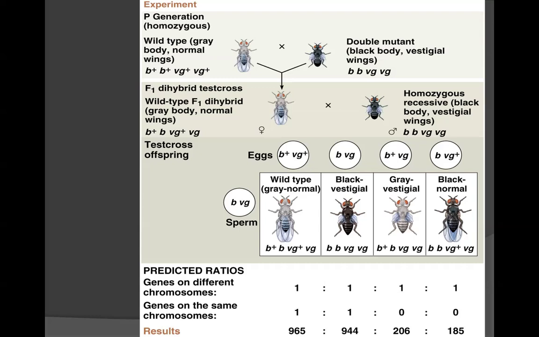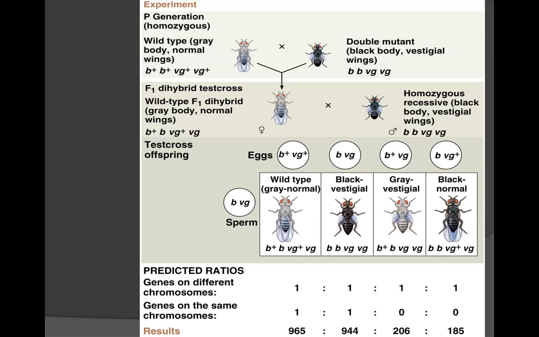Continuing on with the cross, we would have some of the offspring having the genetic makeup of B plus B, VG, VG. These individuals would exhibit the gray or wild-type body coloration. However, they would have vestigial or mutant wings. We would also have individuals that have BB, the black mutant body type, along with VG plus VG normal wings. These two offspring types are considered to be the recombinant offspring.